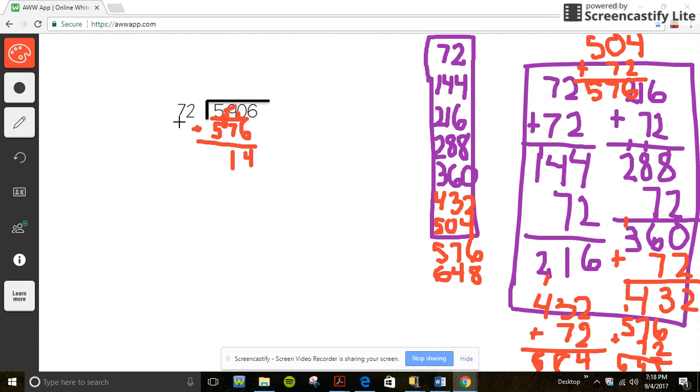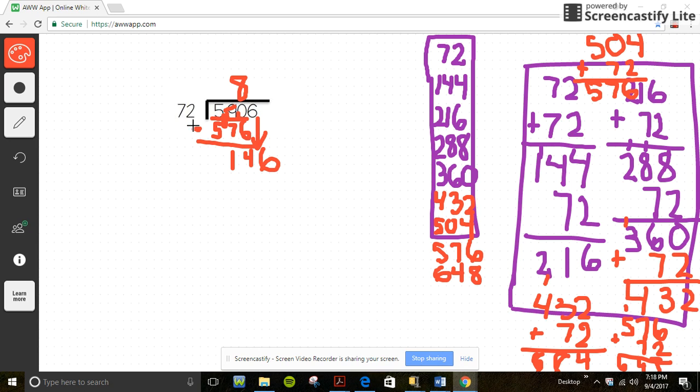But one thing I forgot to do, and it's very important that we do before we drop down the next number, is that I write what that number is. So I'm going to come over and I'm going to count 1, 2, 3, 4, 5, 6, 7, 8. So I skip counted by 8. So I'm going to put 8 right up there. And now I can bring down my 6.